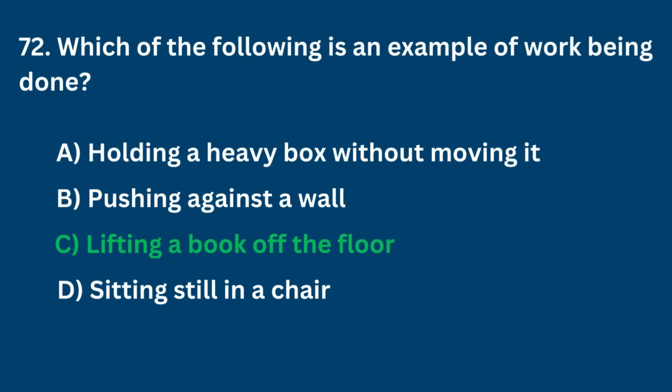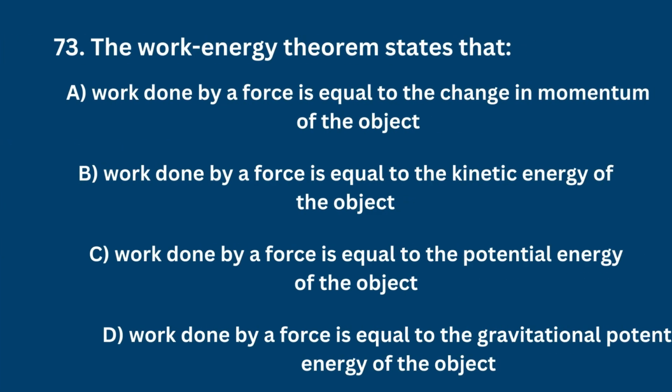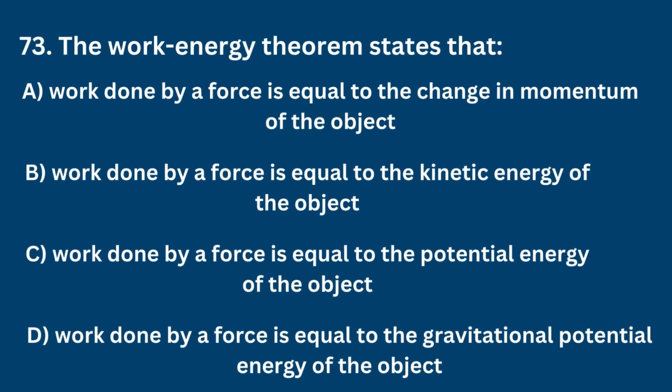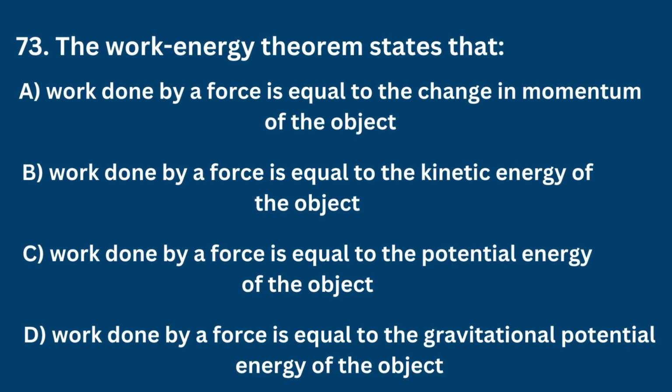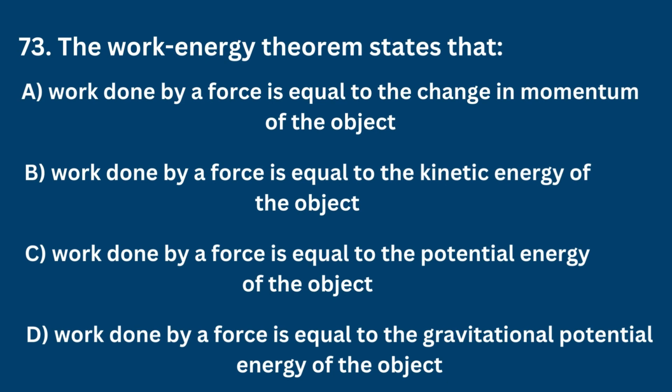Correct answer is C. Lifting a book off the floor. The work energy theorem states that the options are A. Work done by a force is equal to the change in momentum of the object. B. Work done by a force is equal to the kinetic energy of the object. C. Work done by a force is equal to the potential energy of the object. D. Work done by a force is equal to the gravitational potential energy of the object.